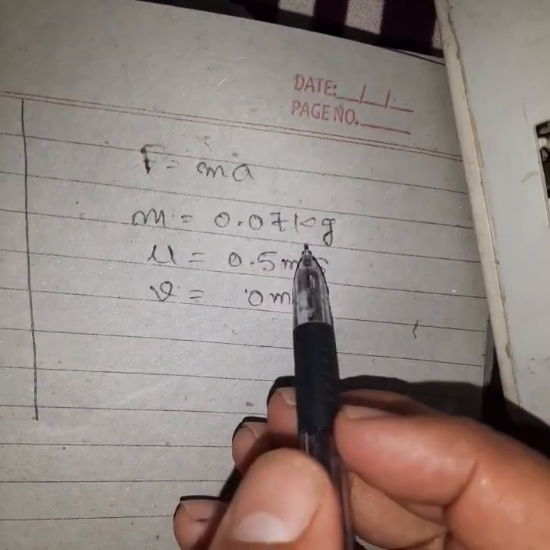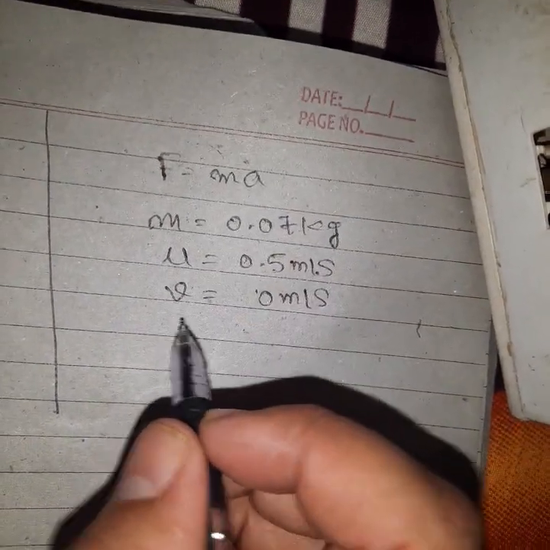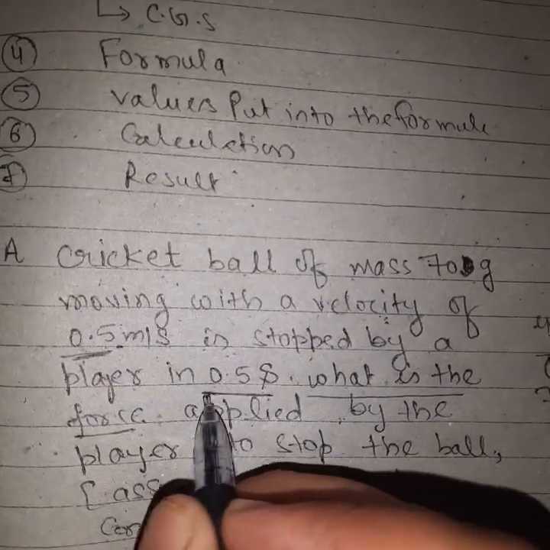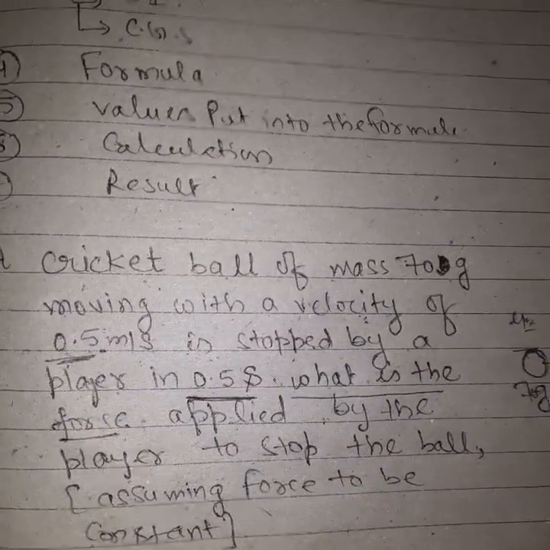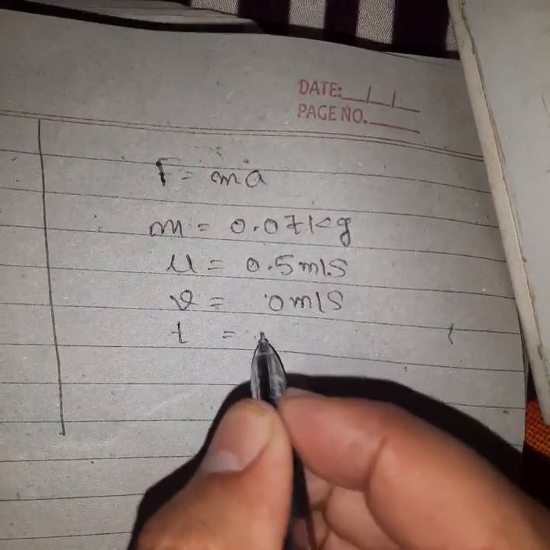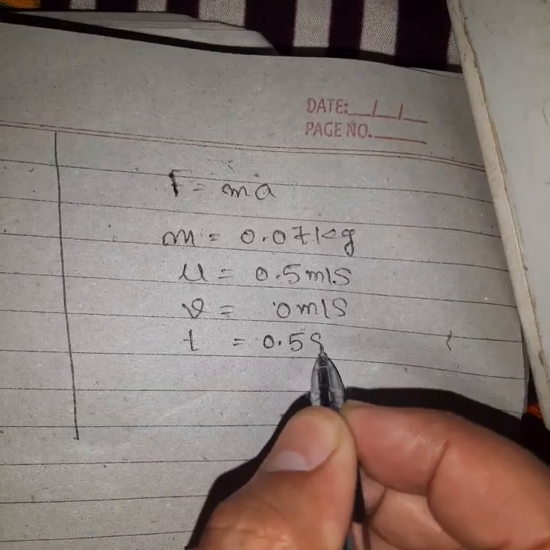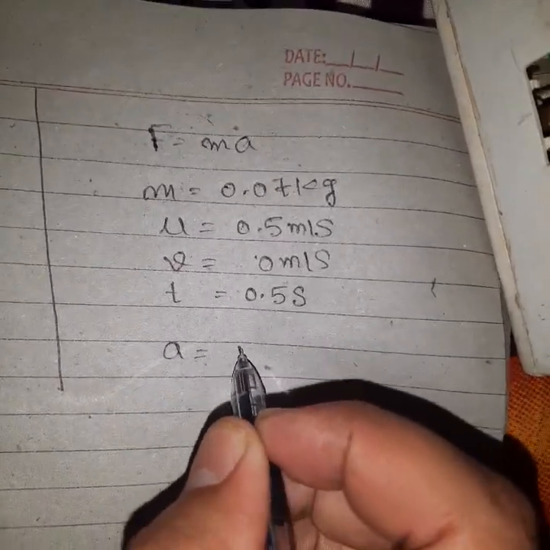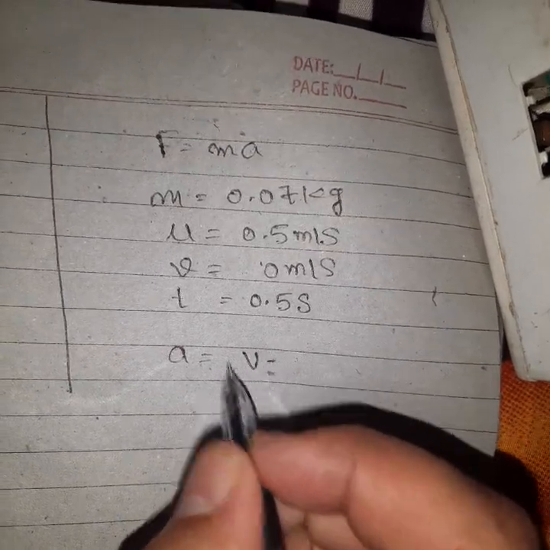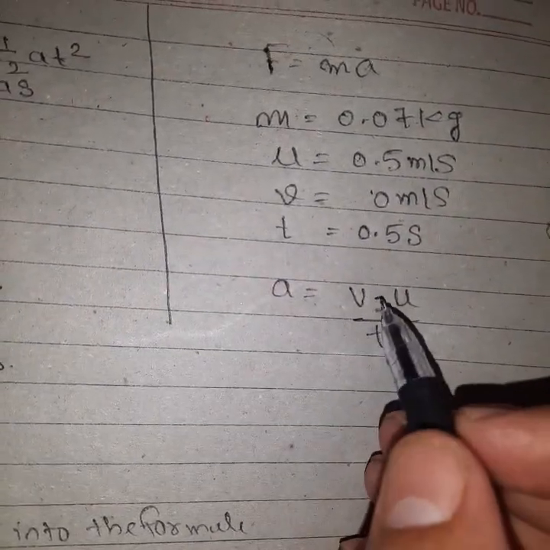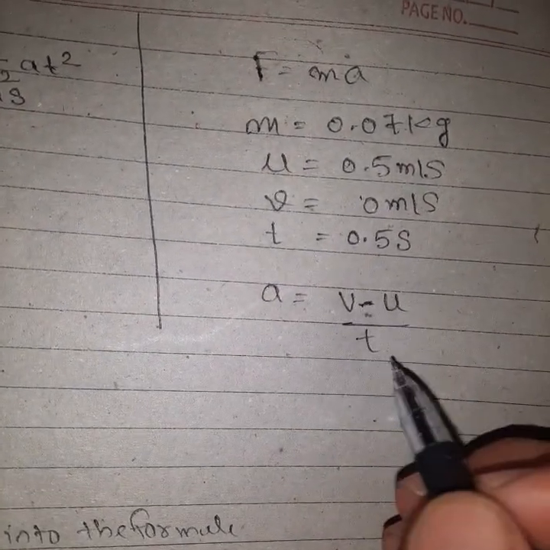So first of all we have to find out acceleration, but we need time. Time is also given in the statement: 0.5 second. So we can say time is equal to 0.5 second. Then find out acceleration. We know that acceleration is equal to final velocity minus initial velocity upon time. Clear now?